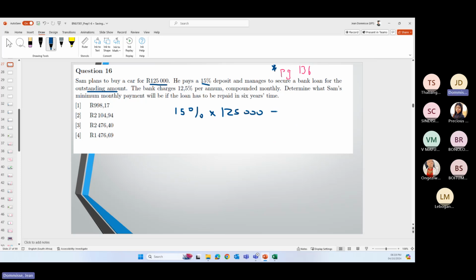Okay, so that is 18,750. So what's left for him to take out the loan for is the 125 minus 18,750. So the loan amount that he is looking for is 106,250. Okay, and when they say you're securing the bank loan, the bank charges 12.5% interest.